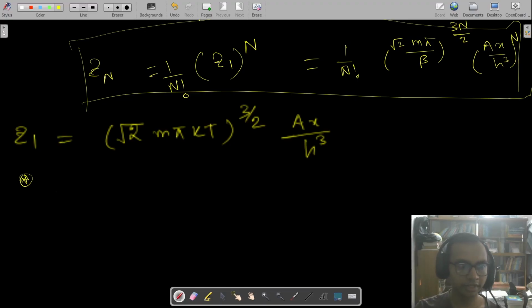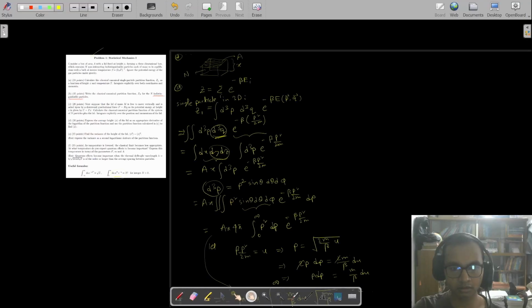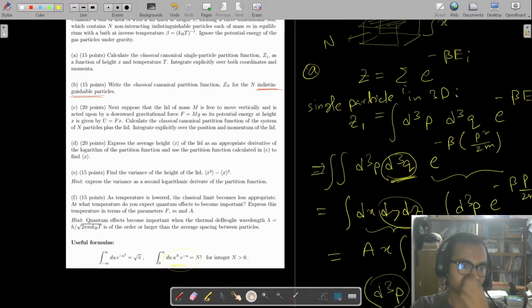Now moving to question C. What do we need to find this time? The next question: we are told that the lid of mass m is free to move vertically and is acted upon by a downward gravitational force mg. So the potential energy at height x is given by mgx. Calculate the classical partition function of a system of n particles plus the lid. Integrate explicitly over the position and momentum of the lid.